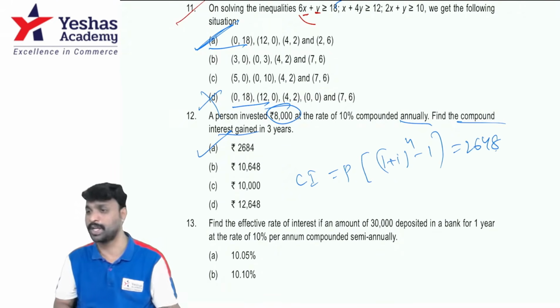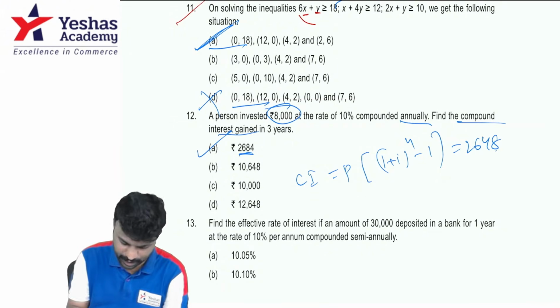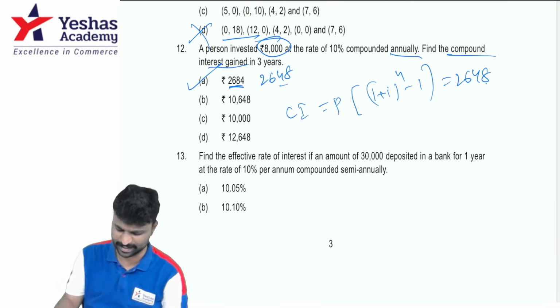Guys, it should be option A, because 2684 they have given, 2648 it is. There's a mistake here. It has to be 2648. Option A is the right answer, since it is the nearest one.